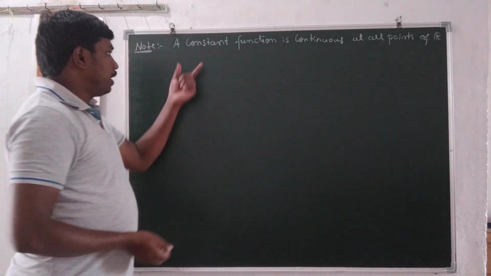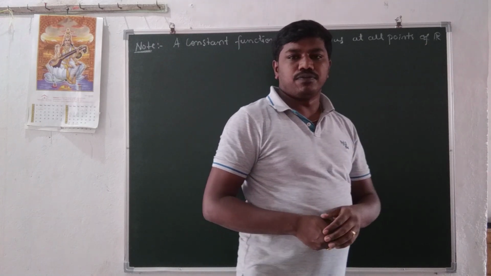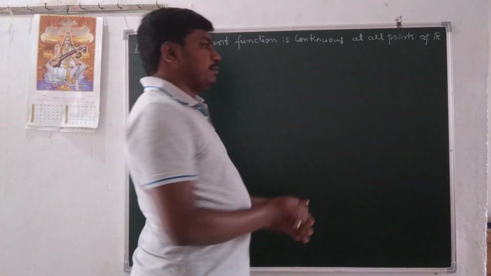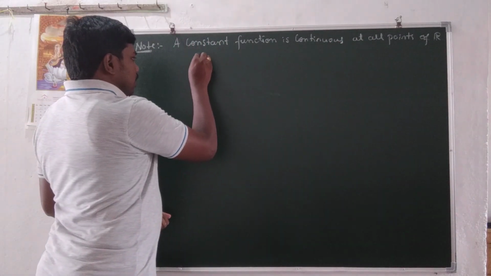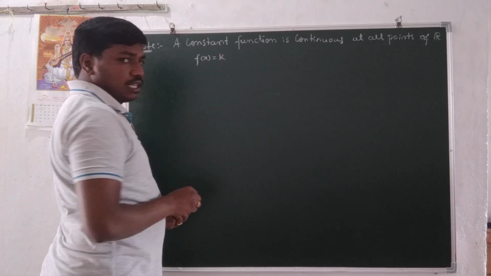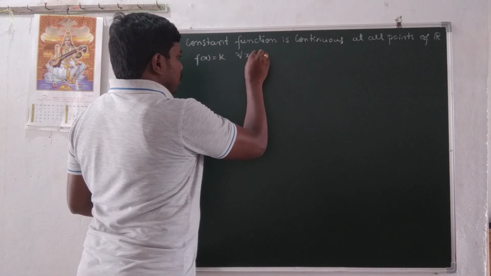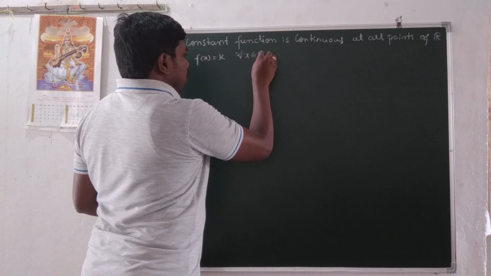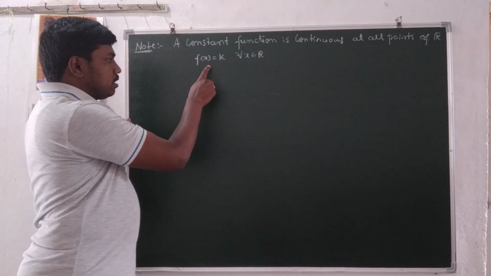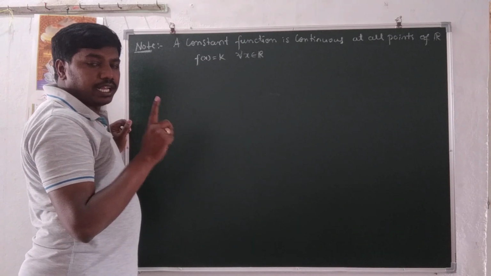First note, a constant function is continuous at all points of real numbers. That is, f of x is equal to k, where k is 0 or non-zero, for all x belonging to real numbers. So this is a constant function. A constant function is everywhere continuous on real numbers.